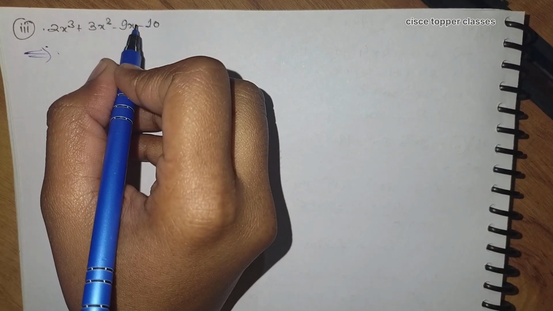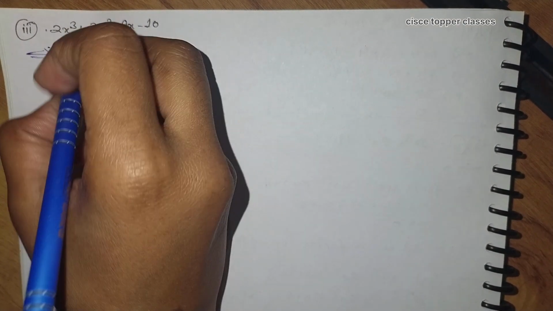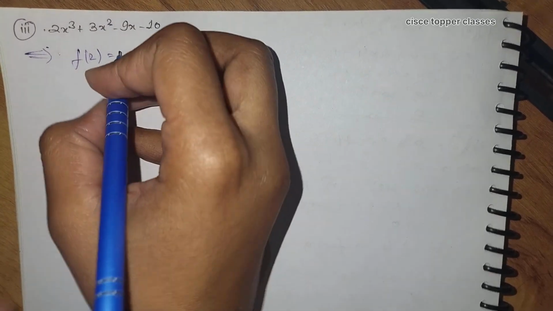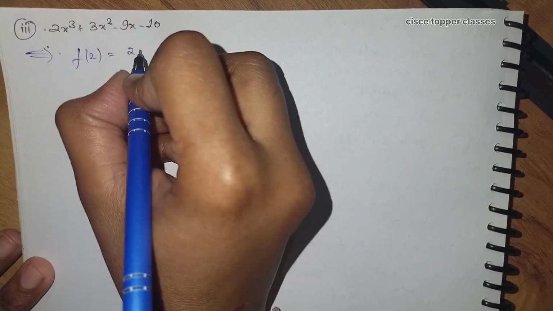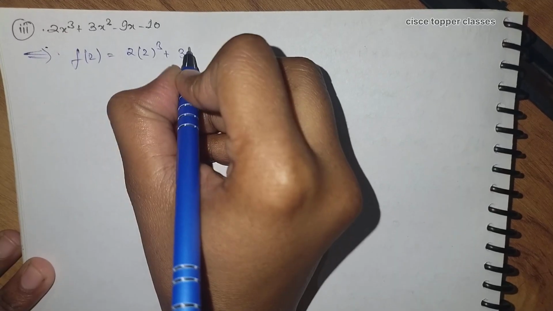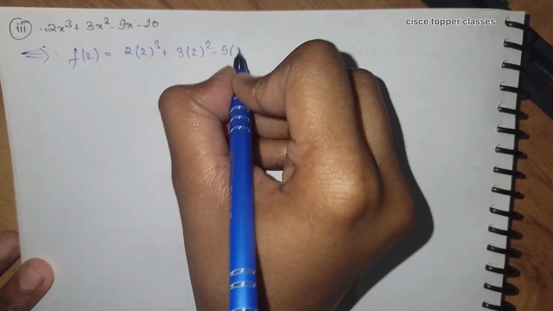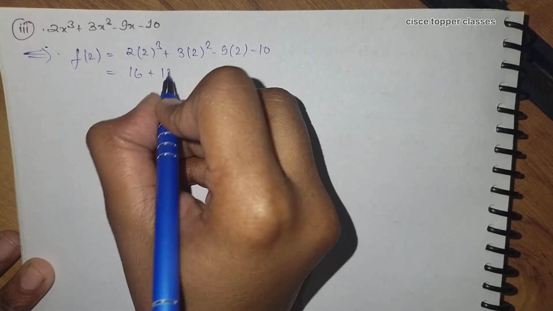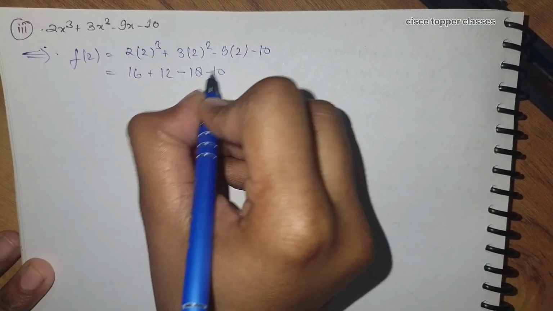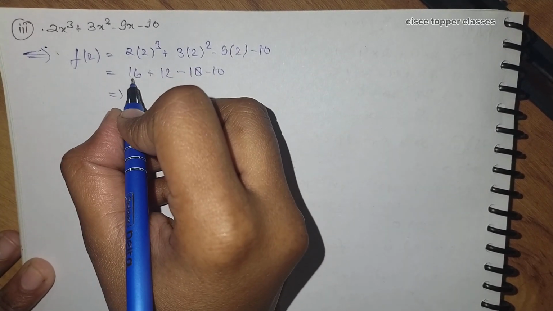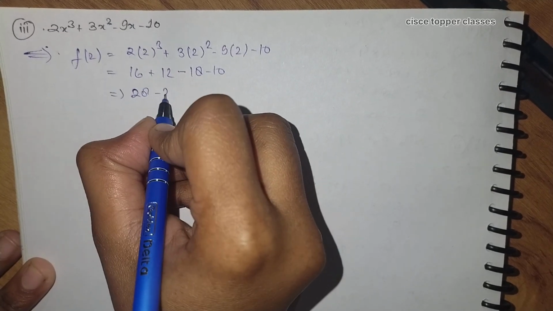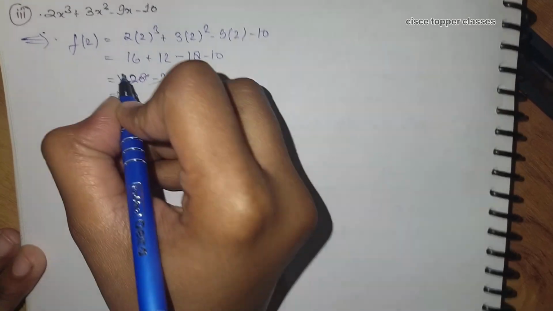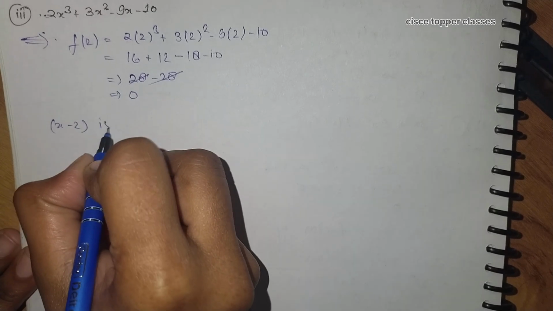Let us solve question number 15, third part here. In this part we can put 2 in place of x. So f of 2 we have to find firstly. If we write f of 2, it is 2 into 2 cubed plus 3 into 2 squared minus 9 into 2 and minus 10. So it will become 8 into 2, 16, plus 4 into 3, 12, minus 18 and minus 10. Adding this part, it will become 28 minus 28. This will cancel out and we are getting 0. So x minus 2 is a factor of f(x) here.